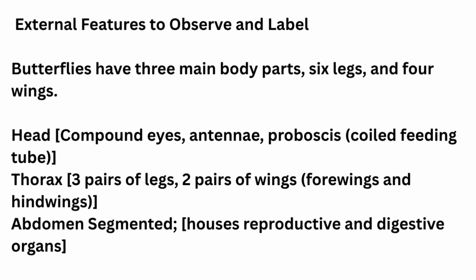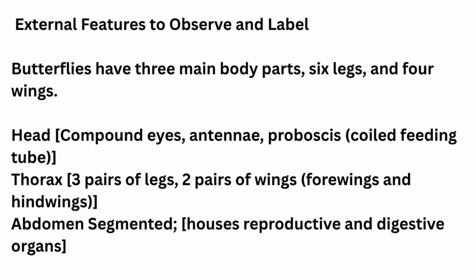Now the external features to observe. The butterfly has 3 main body parts, just like the housefly. So they are both in the same class Insecta. They have 3 main body parts, 6 legs and 4 wings. And the head comprises of the compound eyes, the antenna, the proboscis, which is a coiled feeding tube that is used to draw nectar in plants.